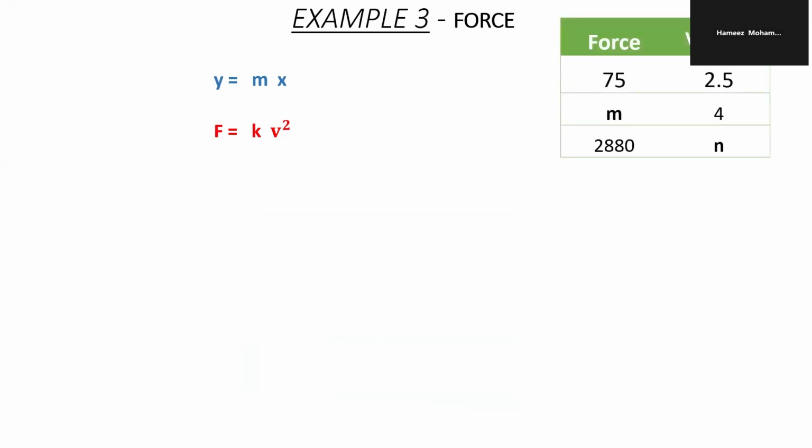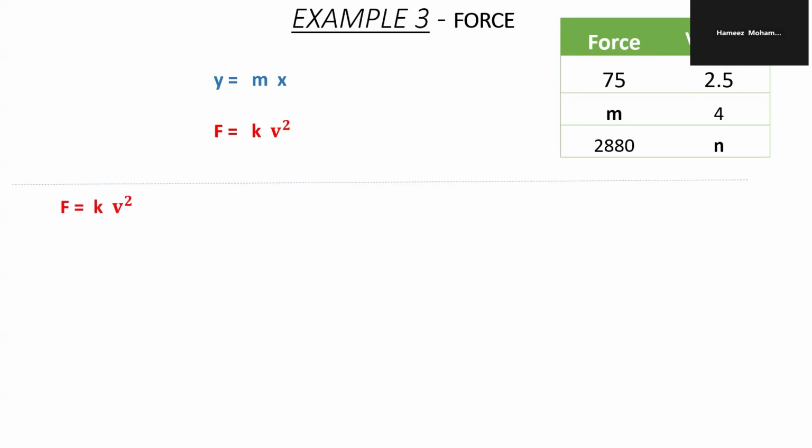So let's look at the information. Now we can solve this by plotting a graph, doing the same thing, 0, 0, and 75, 2.5, those 2 points. Draw a straight line and read off from the graph. At this point, I'm going to show you how to do it using our algorithmic method. So F is equal to kv squared. There are three unknowns, F, k, and v.